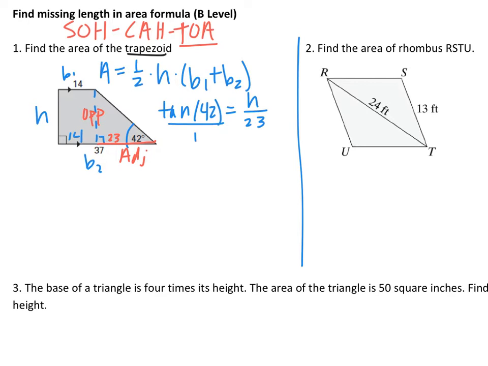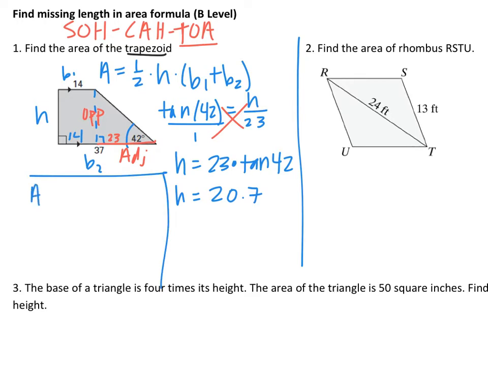I'm going to put this over 1. We can cross multiply, and we get the height equals 23 times tan 42. When we multiply those together, we get the height is 20.7. All right, so now we can just put that in our area formula.